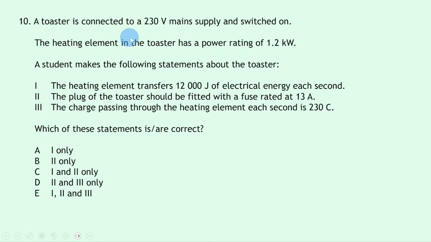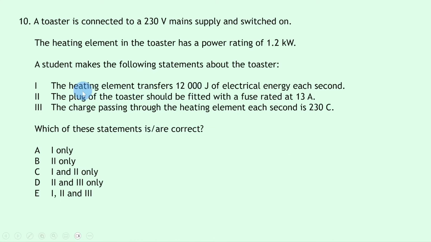Question 10 says a toaster is connected to a 230 volt main supply and switched on. The heating element in the toaster has a power rating of 1.2 kilowatts. A student makes the following statements about the toaster. So statement 1 says the heating element transfers 12,000 joules of electrical energy each second. Statement 2 says the plug of the toaster should be fitted with a fuse rated at 13 amps. And statement 3 says the charge passing through the heating element each second is 230 coulombs. Which of these statements is or are correct?